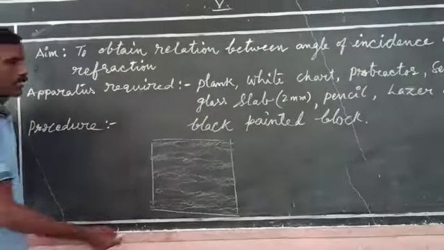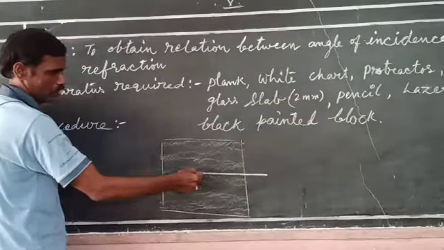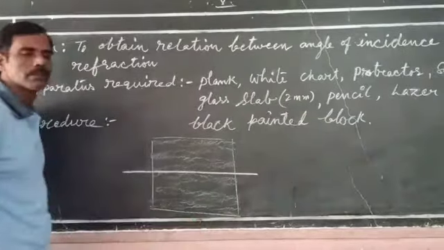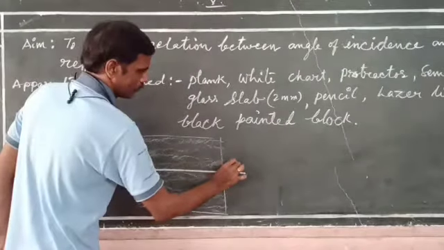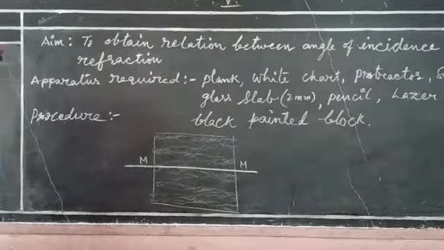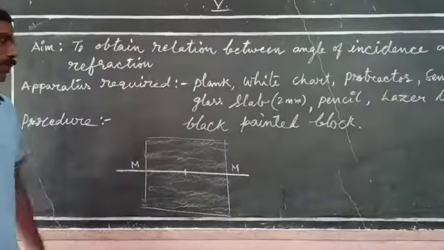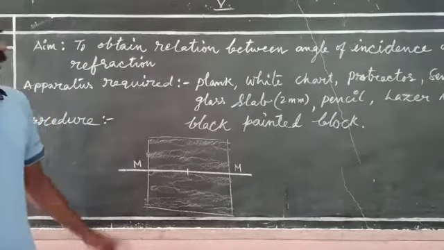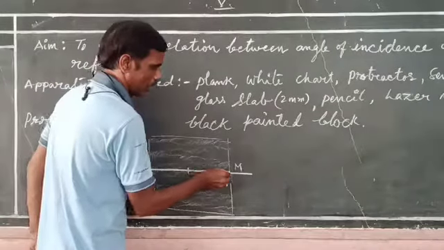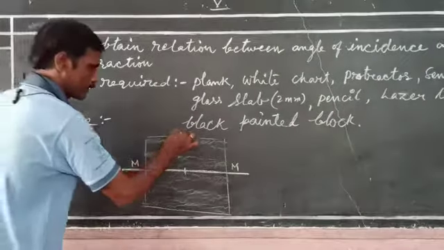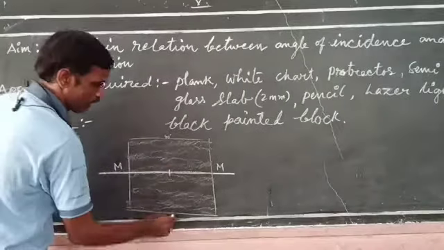Now draw a line which is parallel to the bottom side of the white chart. Mark it as MM. Now place a protractor in the middle of the white chart on the line MM, such that the bottom line of the protractor coincides with MM. Now mark 90 degrees angle on either side of the chart.